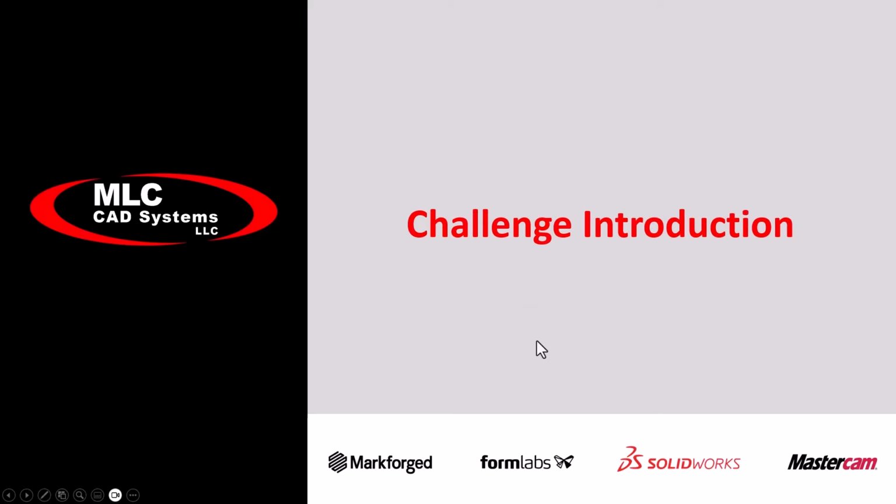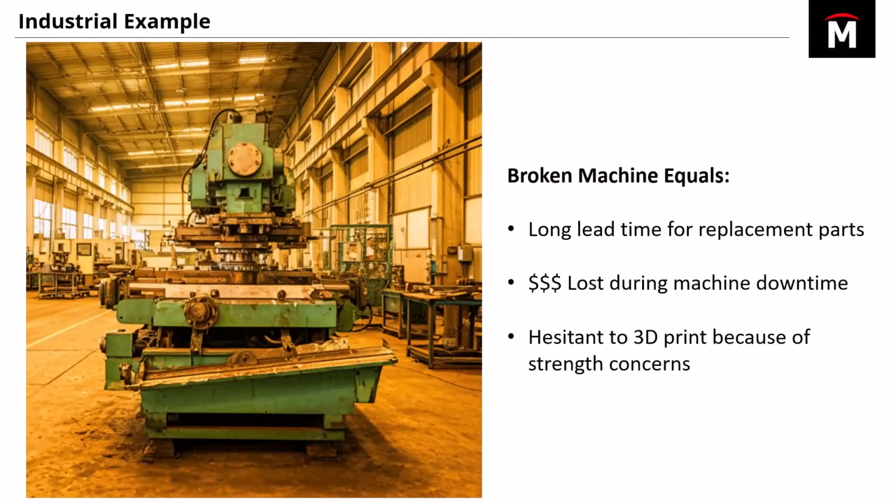So getting into the challenge, I think there's an example that most people have had experience with before to some level or another, but especially if you're in manufacturing. And it happens when you've got this really old machine and it has a part that breaks on it, and then you're just stuck waiting on replacement parts for days or weeks. And then there's just thousands of dollars of money lost while the machine is down.